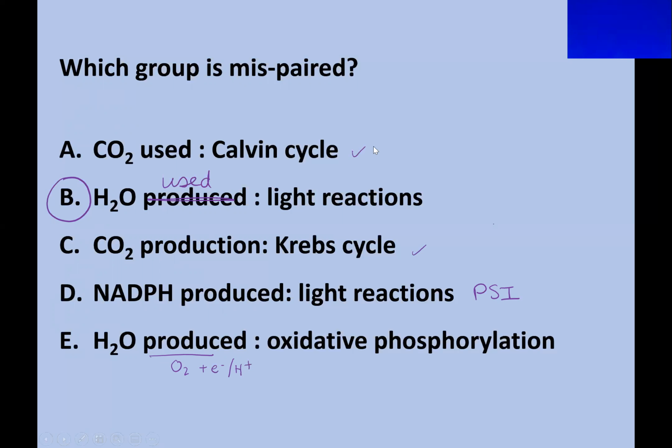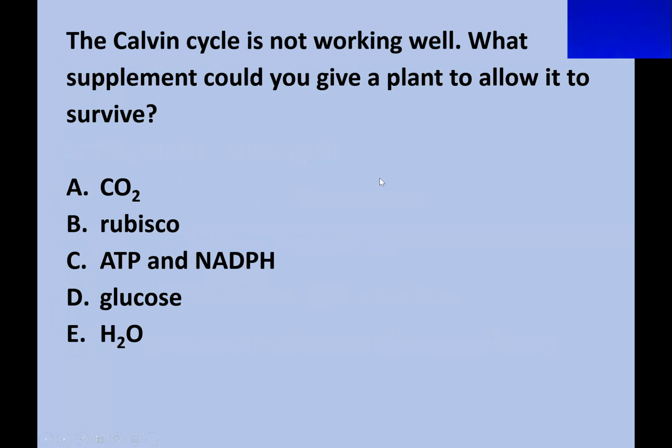All right, one more for this unit. The Calvin cycle is not working well. What supplement could you give a plant to allow it to survive? So if the Calvin cycle is not working well, we're not making glucose. So you would need to provide glucose, the product of the Calvin cycle, to the plant so that it could go and use that glucose to make ATP through cellular respiration.